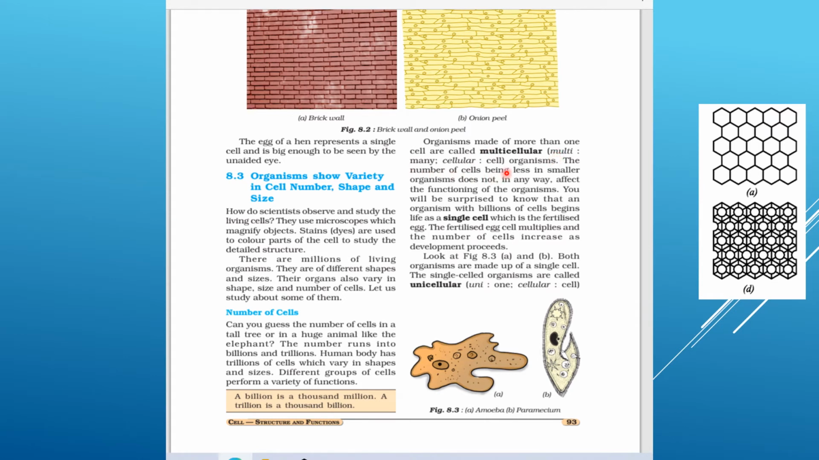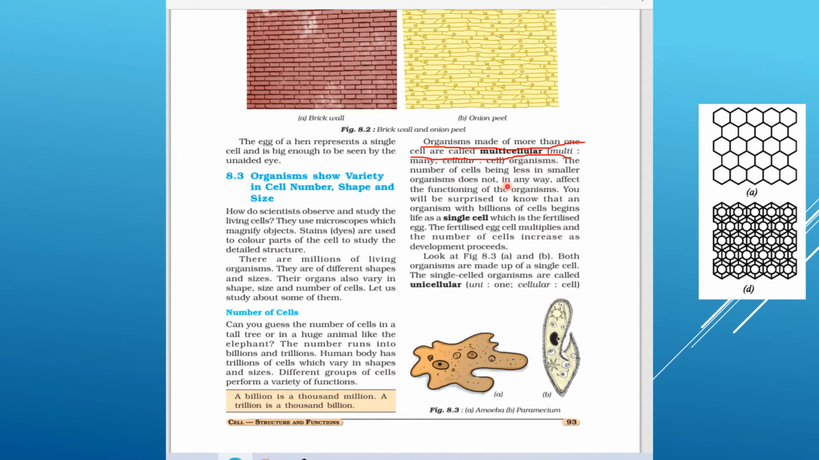They are called multicellular. Multi means many. So if they are made up of more than one cell, it is called multicellular. You have to underline this line, this is the important one. Multicellular means made up of more than one cell.